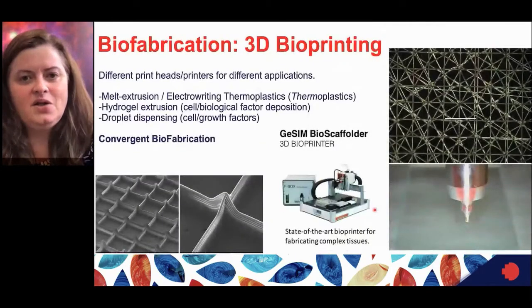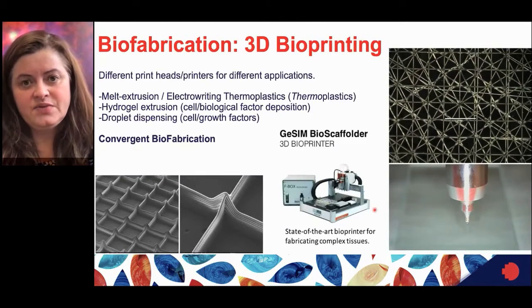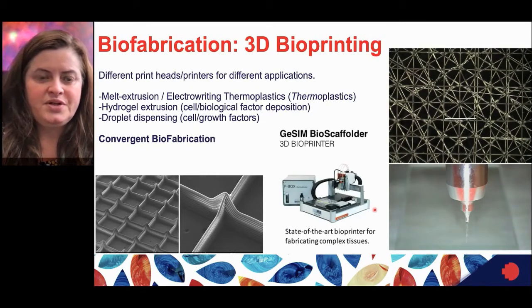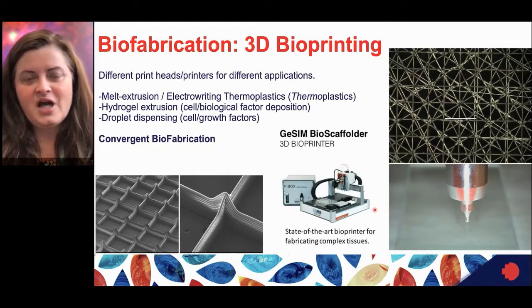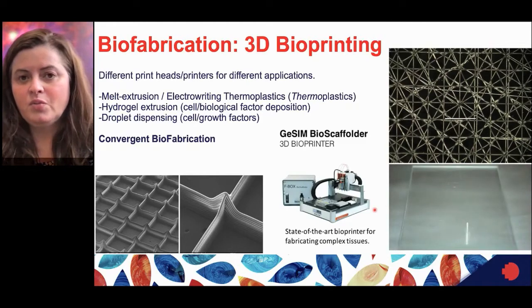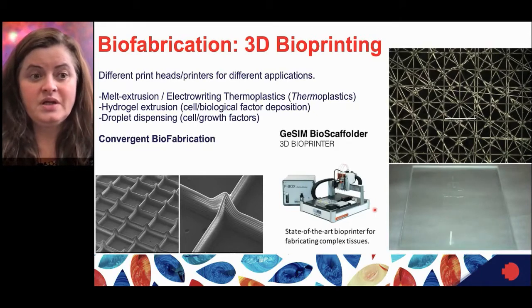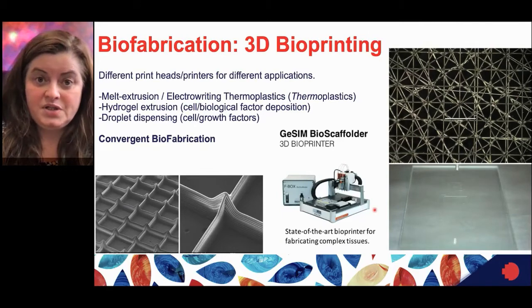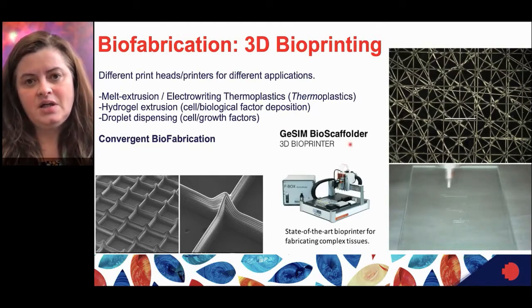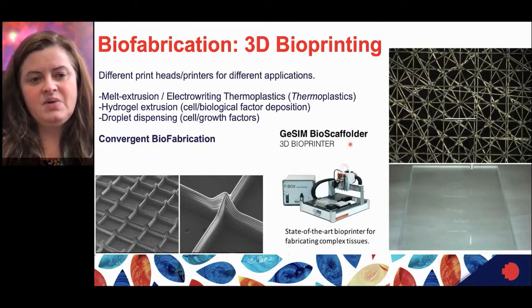So one of the main technologies that's really advanced this field of tissue engineering and 3D modelling is 3D printing or 3D bioprinting. There are lots of different 3D bioprinters that companies are selling at the moment, and a lot of companies have popped up in the last, let's say, 10 years that are selling these systems, and they're becoming more and more complex and more technical and can do more and more things. An example of a bioprinter that we've got in our laboratories is a GESIM bioscaffolder. That can do a number of different techniques. So we can do melt extrusion or electrowriting.